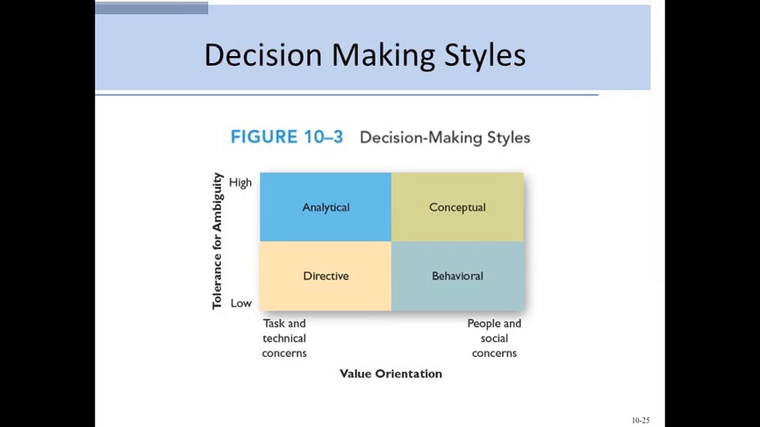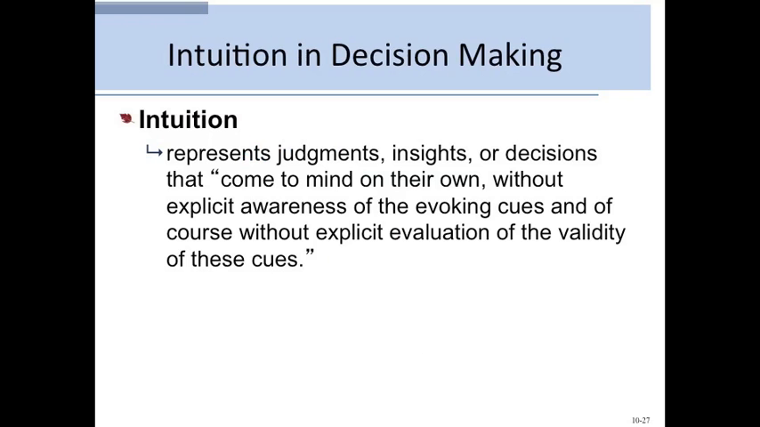And then the behavioral person, very high on people and social concerns, really concerned about people when making decisions, but needs that control, needs that structure. This type of person, this behavioral type of decision maker, does not necessarily like to get into conflict and probably will make decisions that aren't in the best interest because they don't want to hurt anybody's feelings.